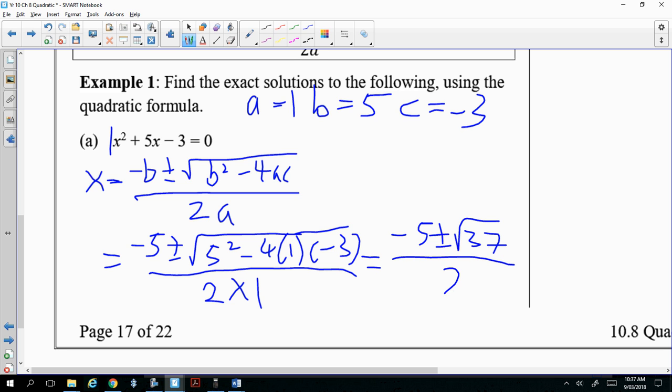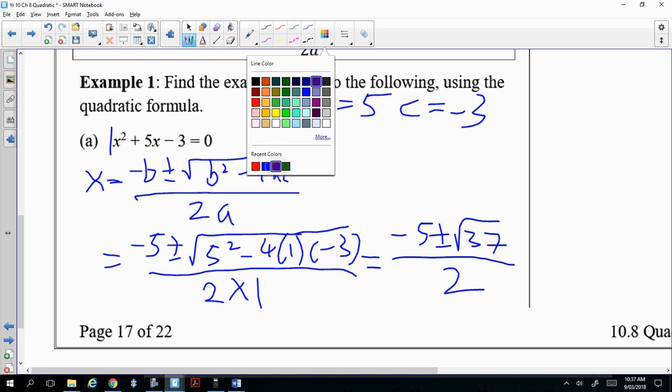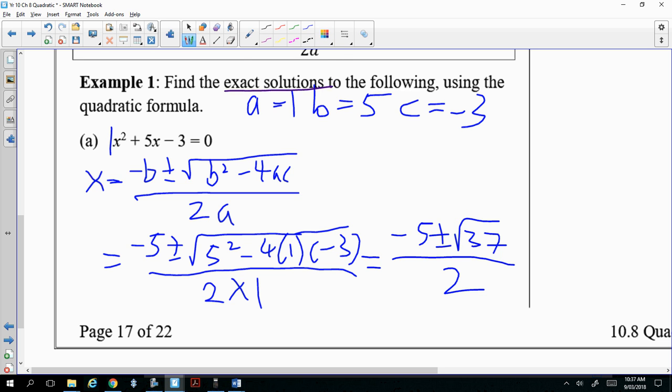That's it. Otherwise, you get a decimal if you type the whole thing. We want the answer to be in exact surd form. Exact solution. Any question? So it's very easy, right? You just substitute the numbers. All you have to do is just memorize the formula.